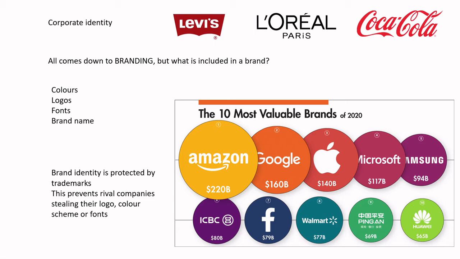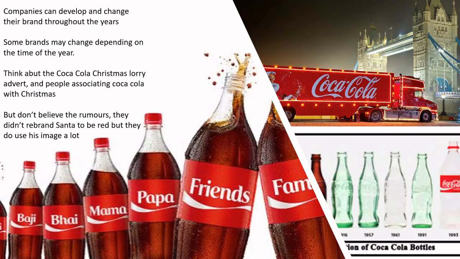And if you think about it, you see their logos, you see their brand name, you think about them automatically, you know what they're about, you know what they do. Companies can develop and change their brand throughout the years. You're not stuck. You don't come up with your logo and your brand name on day one and then you're stuck with it for life. You can change it, and we'll show a couple of examples of rebrands that have gone really well.